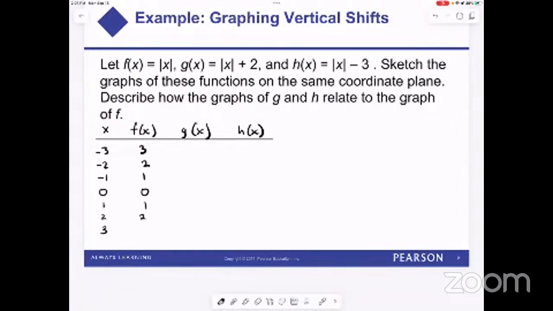So then with g of x, we want to take those results and add 2 to the outside. So we want to add 2 to those results. So 3 plus 2 ends up being 5, 4, 3, 2, and then I think it goes back up 3, 4, 5.